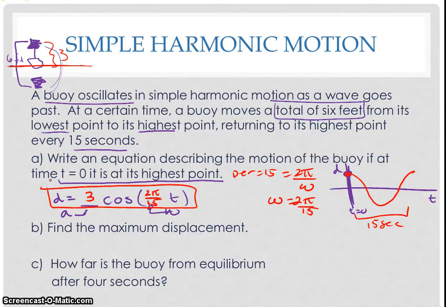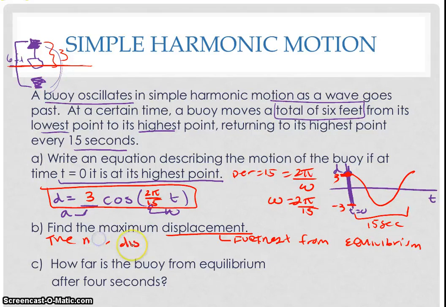Now we're going to find the maximum displacement. The displacement is how far it goes from equilibrium, so the furthest from equilibrium. Well, it went up to 3 and down to -3. So the furthest it goes from equilibrium is 3 feet. So the max displacement is 3 feet. Yes, sentences, yes, units for sure. So the maximum displacement is 3 feet.